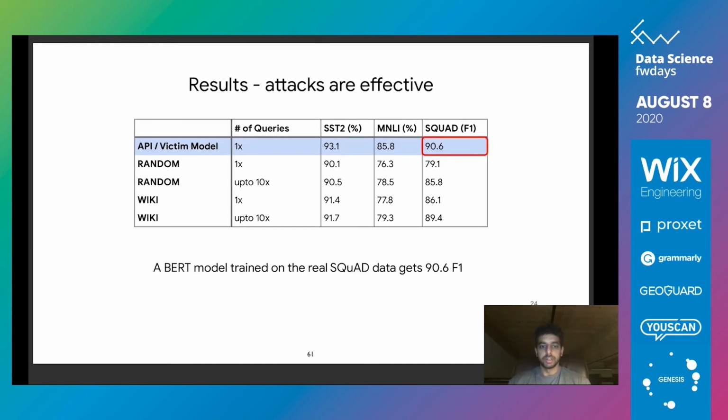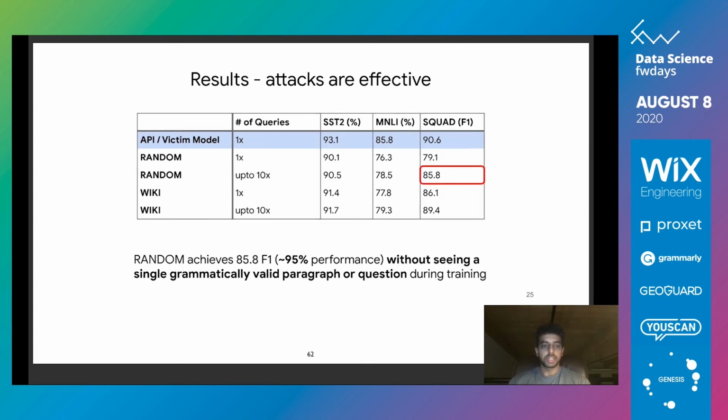And so this is just showing those results. Here we're showing it on sentiment analysis, that's the SST2 column, textual entailment, that's MNLI, and question answering, which is SQuAD. So here we've highlighted that the black box victim model gets a 90.6 F1 on the SQuAD QA dataset. And a model extracted using random queries gets 85.8 F1.